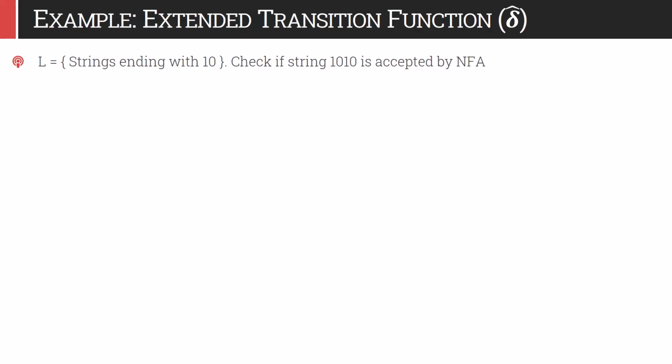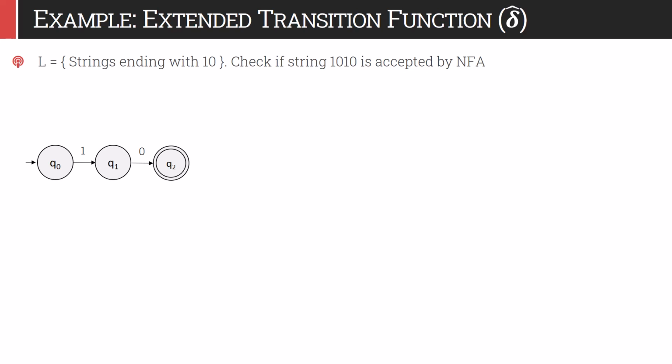Example of the extended transition function. Let us consider a language L of strings ending with 10, and we have to check whether the string 1010 is accepted by the NFA or not. So first we'll derive the NFA for that. So Q0 is for strings ending in 10. So this is the smallest possible string.